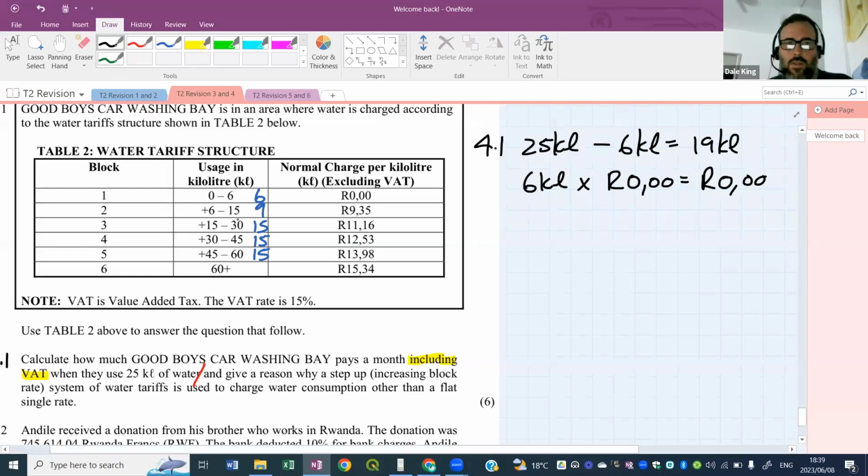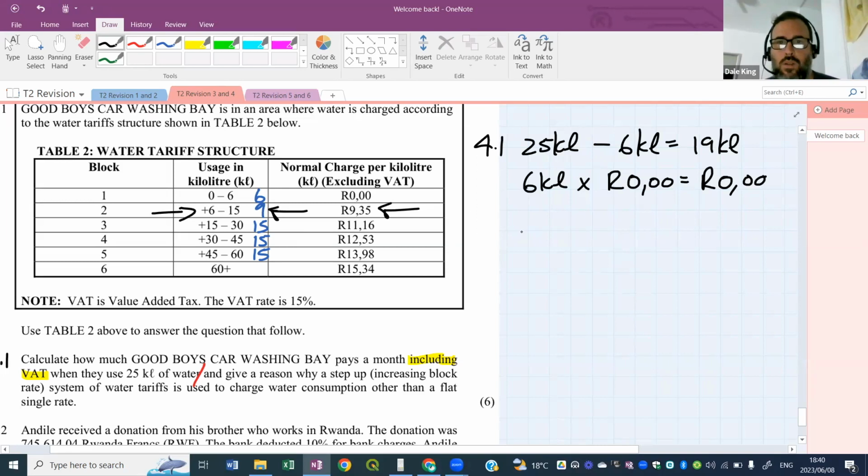Now, in the next interval, I've got 19 kiloliters left. The next interval has a total of 9 kiloliters in that interval. So the next 9 kiloliters of water we use must be charged at this rate. So this is what they call a step up or increasing block system. The next level of water usage is charged at a higher rate. If you go over that, the next level is charged at a higher rate. That's why they call it a step up system. So the next 9 kiloliters, why do I say 9? Because the second interval here, guys, from 6 to 15, there's 9 kiloliters of water in there. We've got 19, so we've got 9.